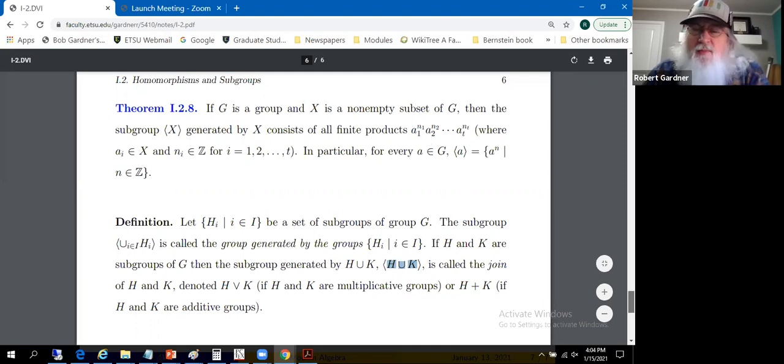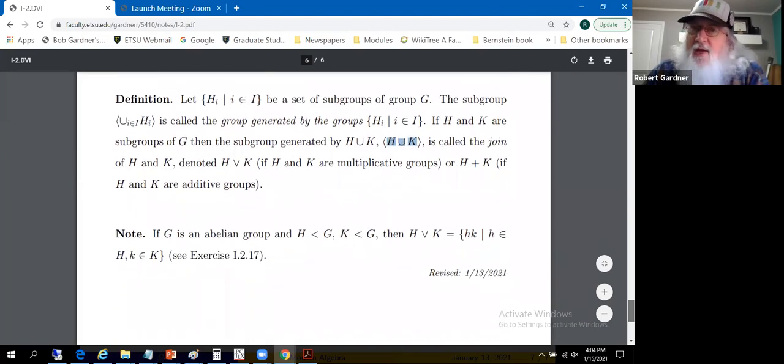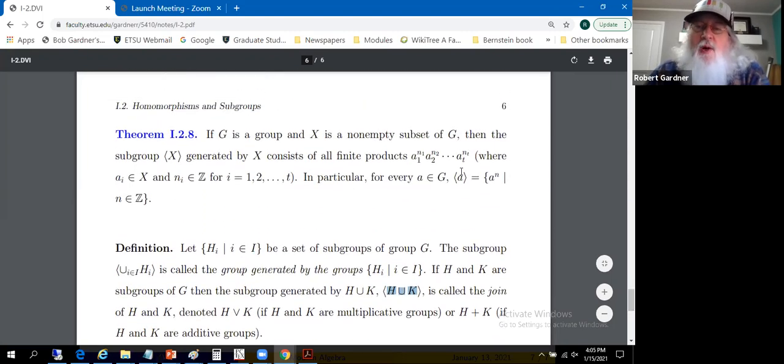Well, it gets a little bit simpler than that if we have an abelian group. We could collect all the elements of H together and all the elements of K together. If G is an abelian group, H is a subgroup of G, K is a subgroup of G as well, then the join, H join K, is simply all h times k, where h is in group capital H and lowercase k is in group capital K, as is to be shown in exercise 1.2.17. It'll follow simply from what we have up here.